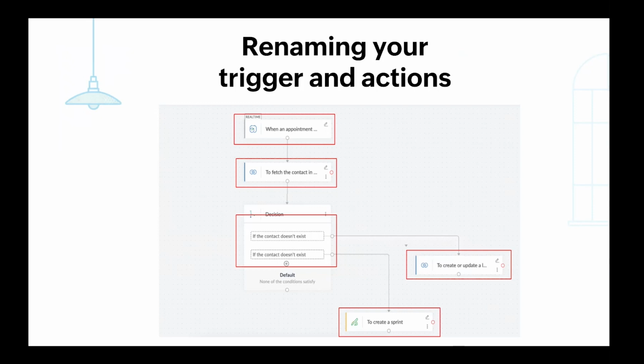So renaming them helps an easy identification across the board, across users, and also for you to identify when you have a multi-step flow. Let's say you have a 15-20 trigger flow and one app is being repeated multiple times. Renaming them helps you understand and identify your flows, your actions better.